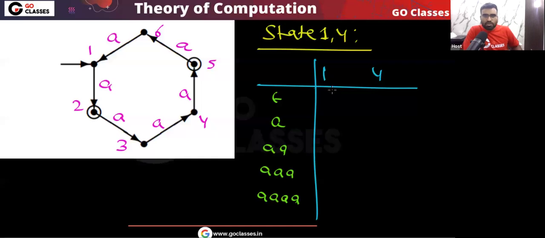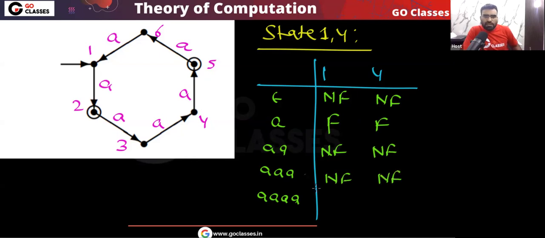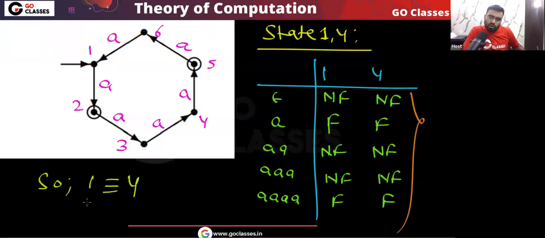You can see on the empty string, both are going to non-final. On string A, both are going to final. On string double A, both are going to non-final. On string triple A, both are going to non-final. On string 4A, both are going to final. So can I say they are equivalent? Yes. For state 1 comma 4, on every string of length at most n minus 2, they are always going to final or non-final together. So I can say that 1 is equivalent to 4.